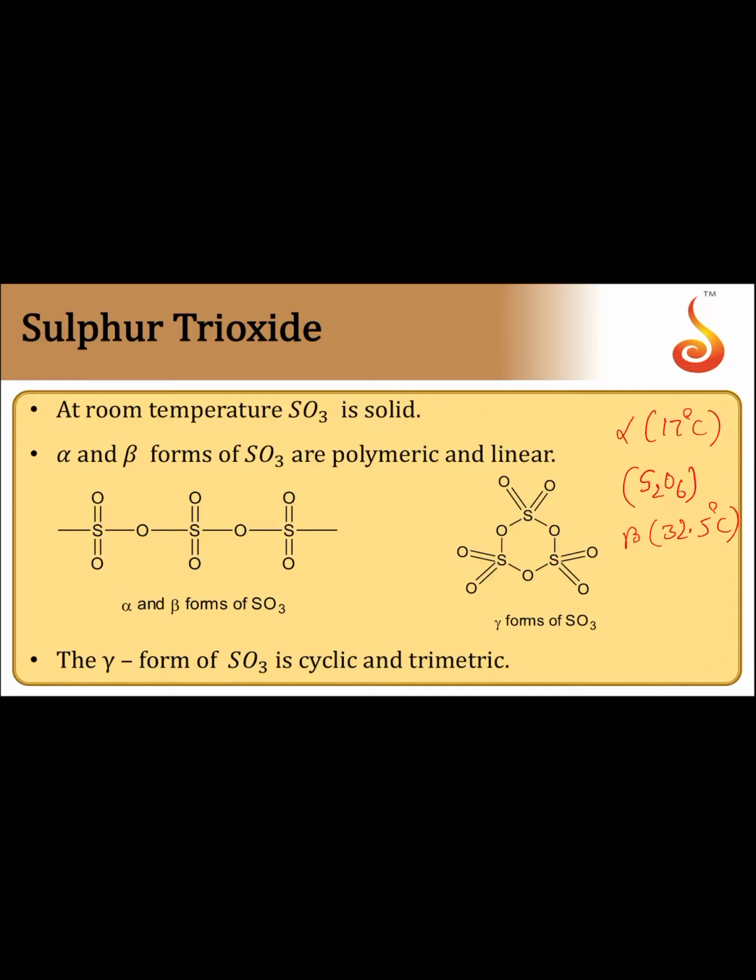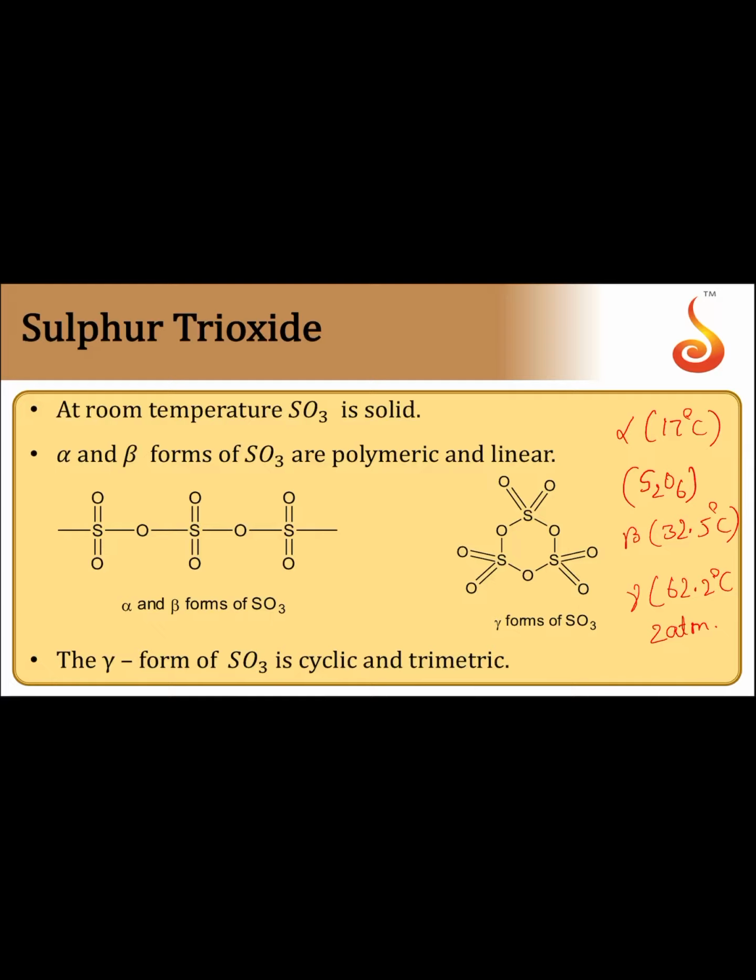And the third one is gamma. Gamma form is obtained by completely drying beta form. It melts at 62.2 degrees Celsius under 2 atmosphere pressure.